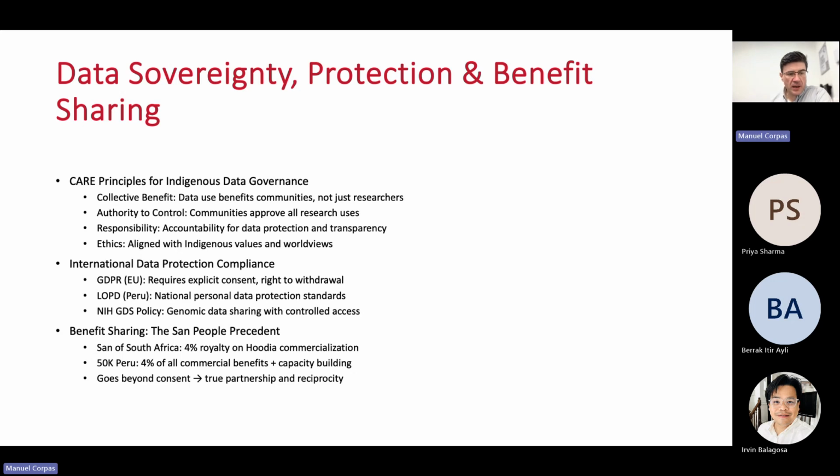In Peru, you had the National Personal Data Protection Standard, and then in the US, you have the Genetic Data Sharing Protection. So you have the San people of South Africa that receive 4% royalty on commercialization. And so in our case, we would want to follow the same example. And that basically allows to have true partnership. This is what I like, reciprocity.